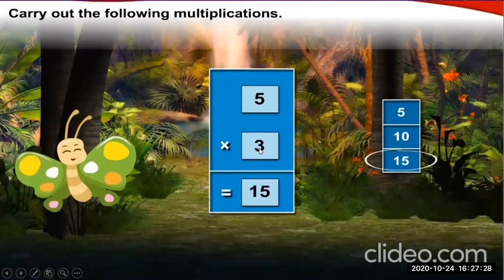5 multiplied by 3. 5 ones are 5, 5 twos are 10, 5 threes are 15. So 5 multiplied by 3 is 15.